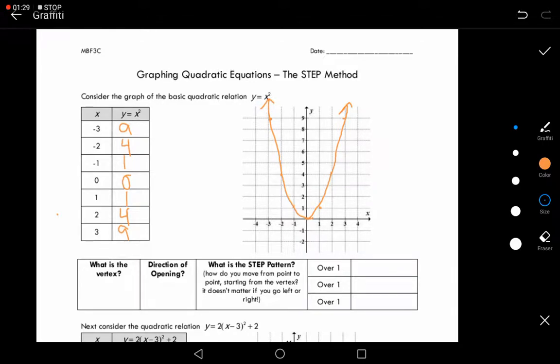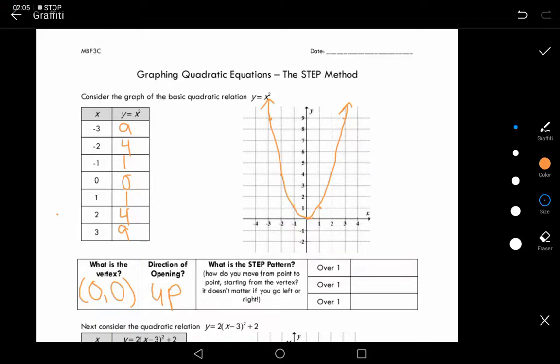Okay, so looking at this function, the question is asking us, what is the vertex? Remember the vertex is the lowest or the highest point. In this case, it's our lowest point, which is 0, 0. Remember it's also h comma k. We don't have an h or a k here, so we would say that h is 0 and k is 0. So either way you want to look at it, you will get a vertex at 0, 0. We can see that we are opening up, right? And that makes sense because we do not have any negative numbers out front of our x value there.